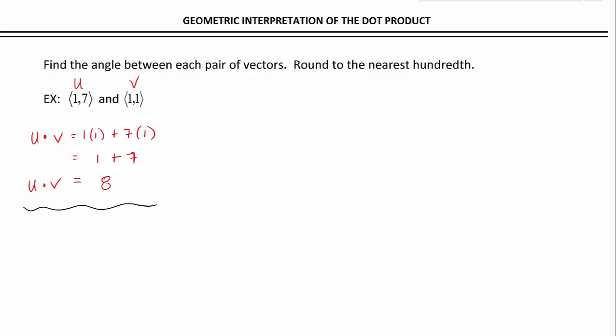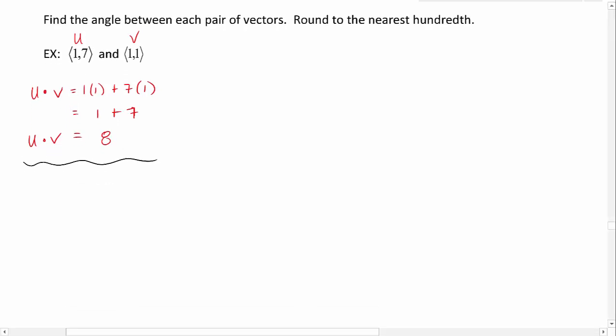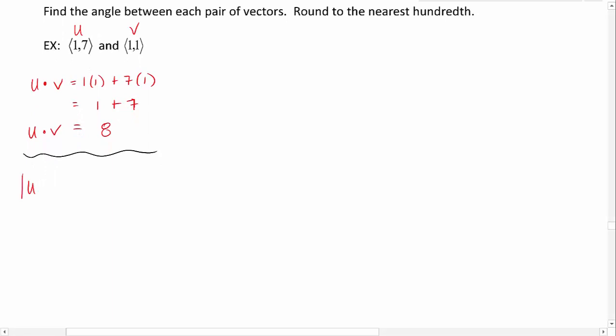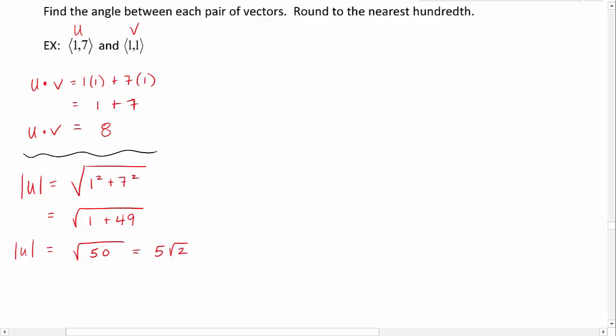Remember, the magnitude of a vector is the square root of a squared plus b squared. So the magnitude of u is going to be equal to the square root of 1 squared plus 7 squared. That's the square root of 1 plus 49. We get the square root of 50. And we know that we can simplify that radical into 5 square root of 2. It may or may not be a benefit to actually simplify that radical. We're just going to be plugging it into the formula and then ultimately into our calculator. So personally, I probably would just leave it the square root of 50 in this context.